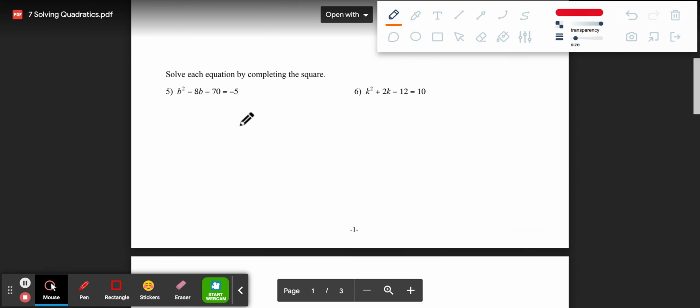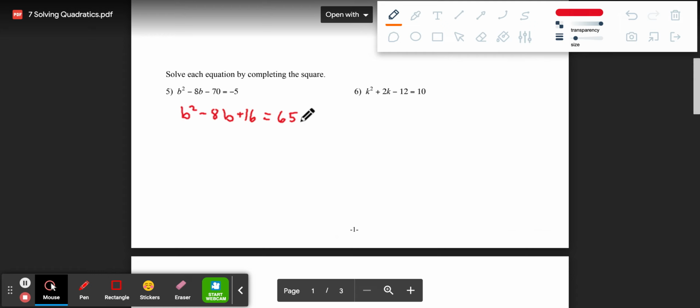All right, let's continue with number 5. Here we have to solve by completing the square. This requires a little more effort than just factoring. When we do these, I think it's always best to move the constant to the other side. So we have b squared minus 8b. By adding 70 to the other side, I have 65. Let's complete the square. We complete the square by taking half of the coefficient of b. Half of this gives me negative 4, and then squaring it is a positive 16.